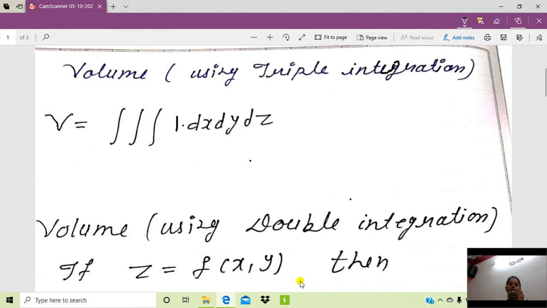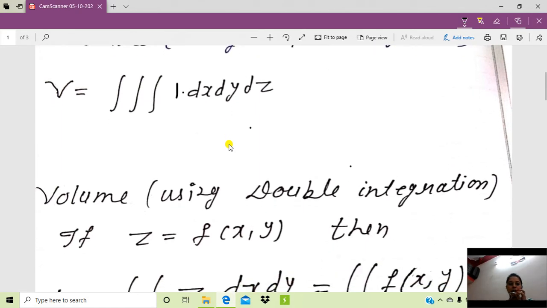Good morning. In this video lecture, we are going to understand finding volume of a solid using triple and double integration. If we have to find the volume of a solid using triple integration, the formula will be triple integration of 1 dx dy dz. And for limits, we have to trace the diagram and find the limits of the particular solid.